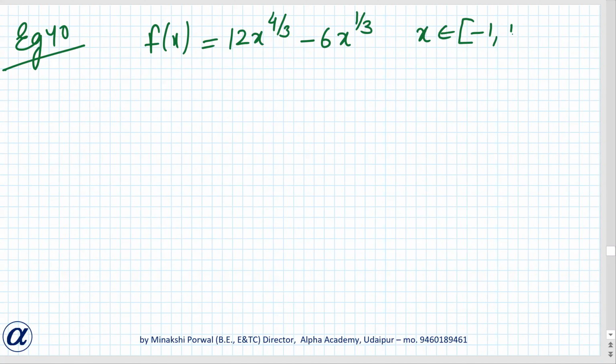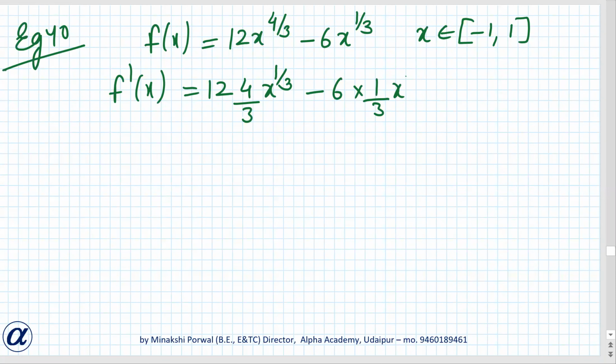Example 40. Find the absolute maximum and minimum values of the function f(x) equals 12x to the power 4 by 3 minus 6x to the power 1 by 3, x belongs to the closed interval [minus 1, 1]. So the first step is differentiating it. n x to the power n minus 1, so it is this. That is equal to 16x to the power 1 by 3 minus 2x to the power minus 2 by 3. This is f dash x.